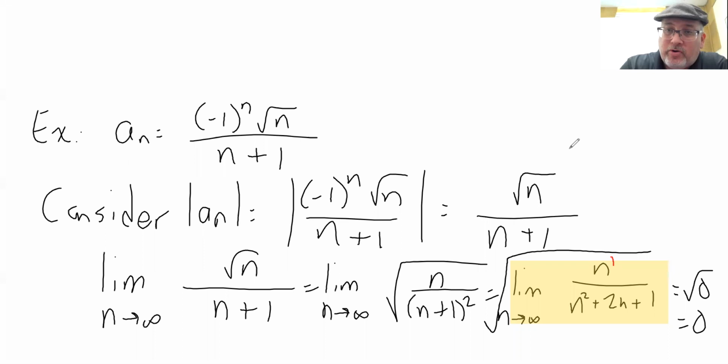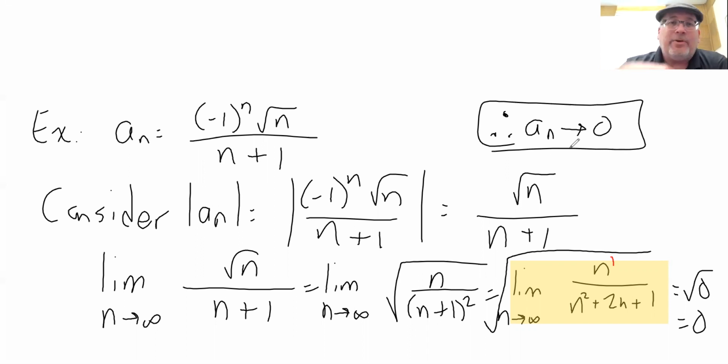So we can draw one grand conclusion here. Our original sequence does approach 0. So basically, without the alternator, it went to 0. So with the alternator, we get alternating values that get closer and closer to 0. Take a look at one more example.